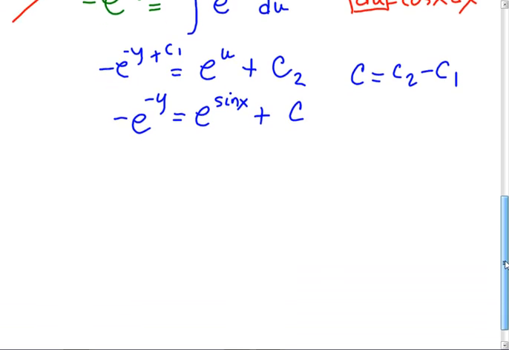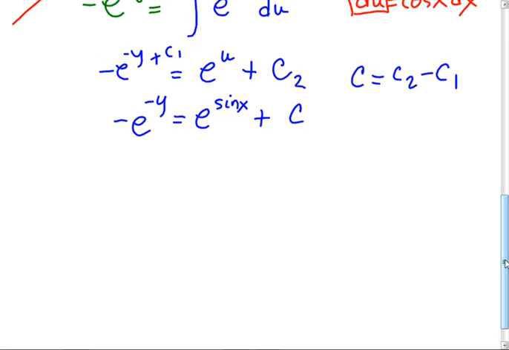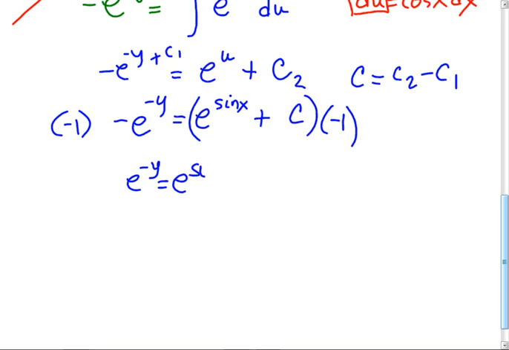Now, I want to solve for y. Before I can log that, because that's how I get rid of the exponentials, what would I have to do first? What do I have to get rid of? The negative in front is a problem. So I'm going to divide by a negative or multiply by a -1, however you want to look at it. And so I get e to the minus y equals e to the sine of x minus c, or if you make it another constant, a, who cares? We don't really care. Oops, thank you. I missed a negative sign there.